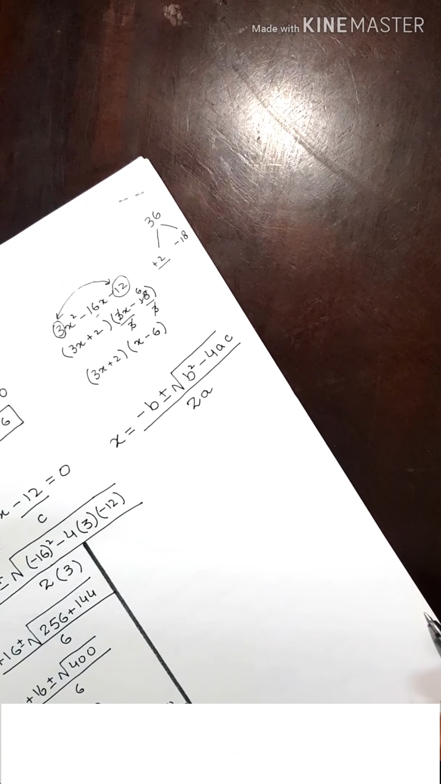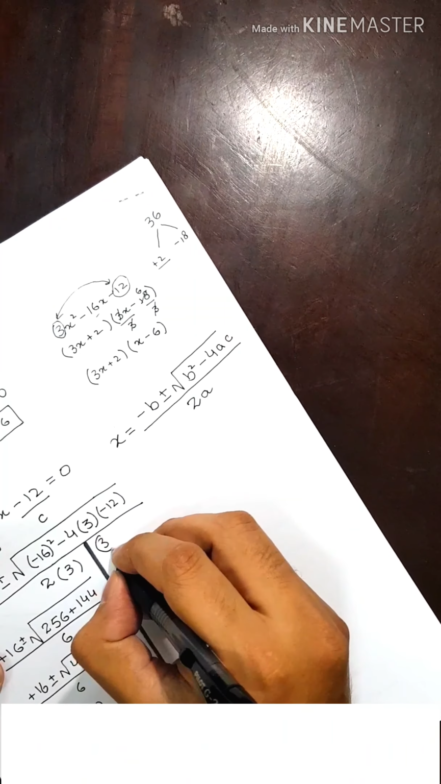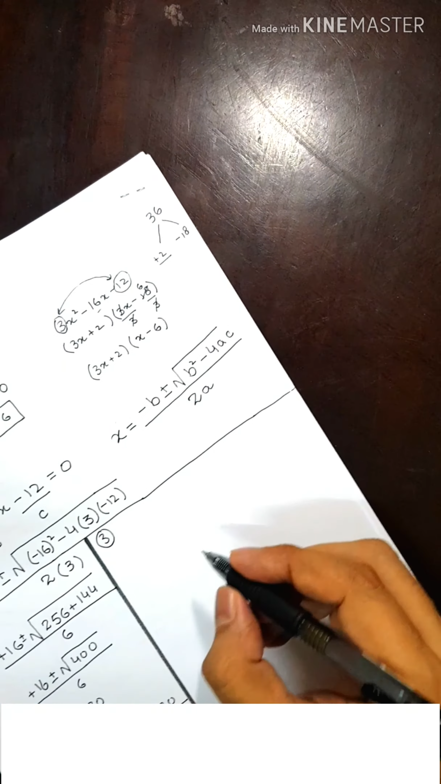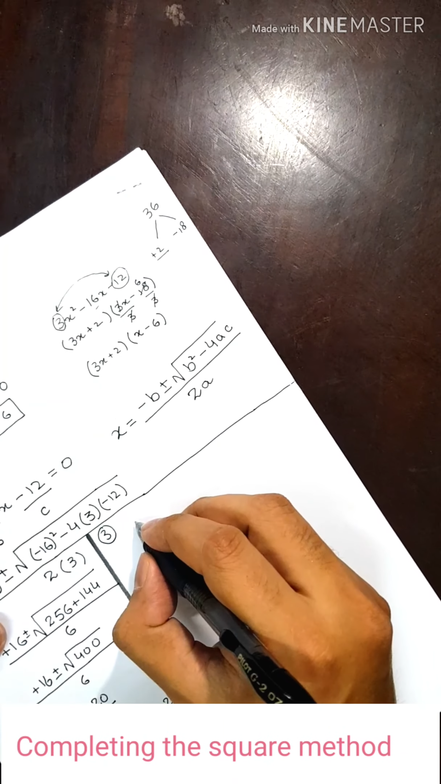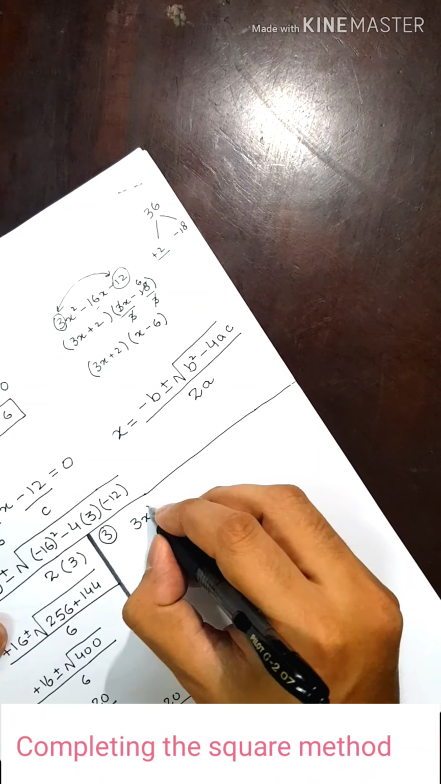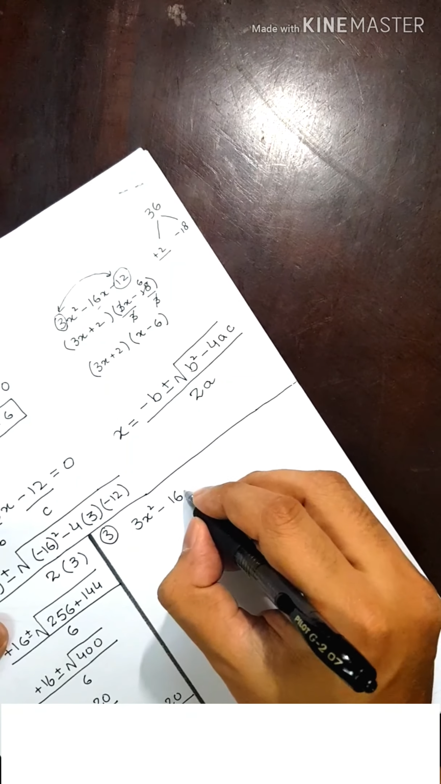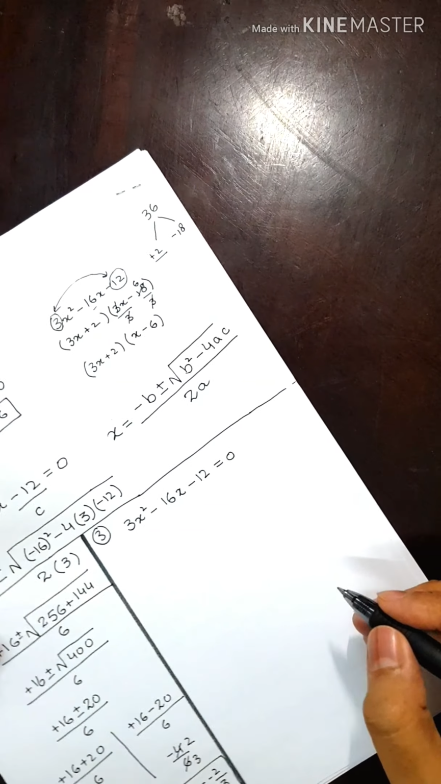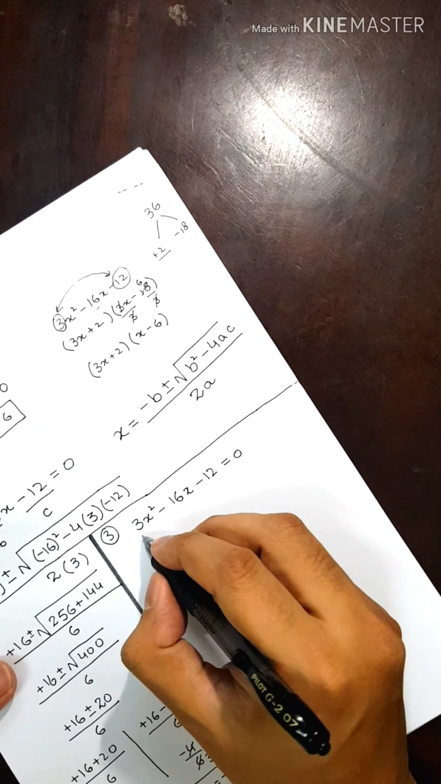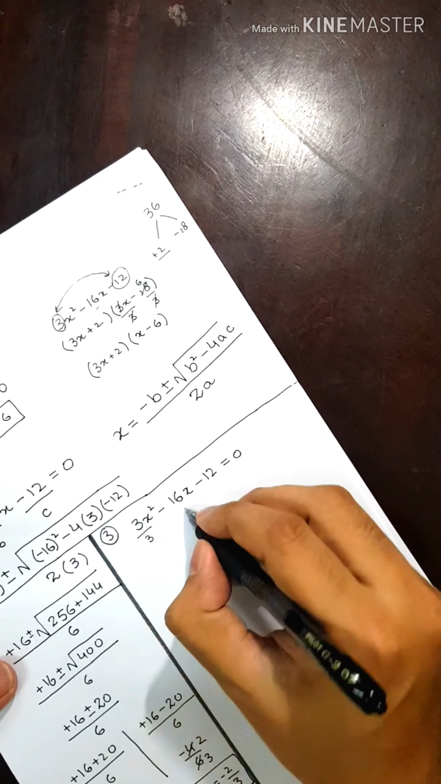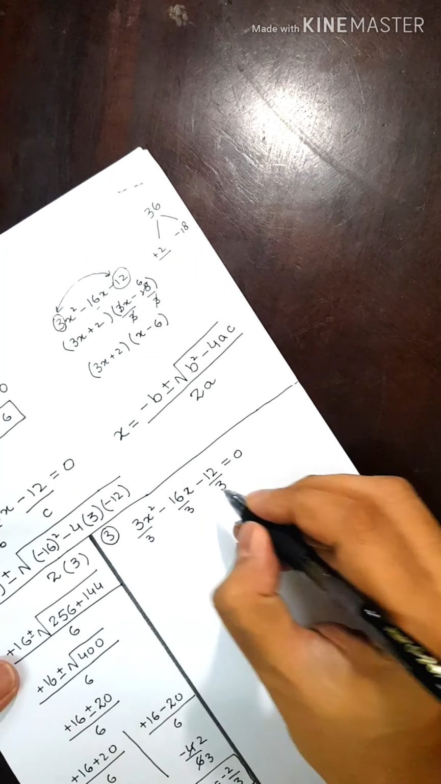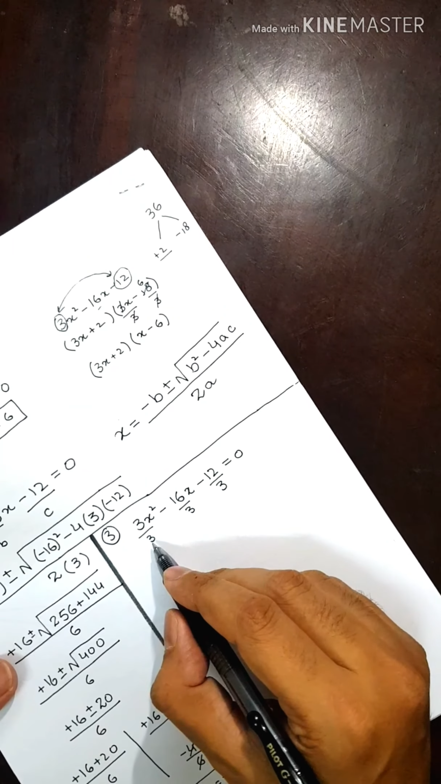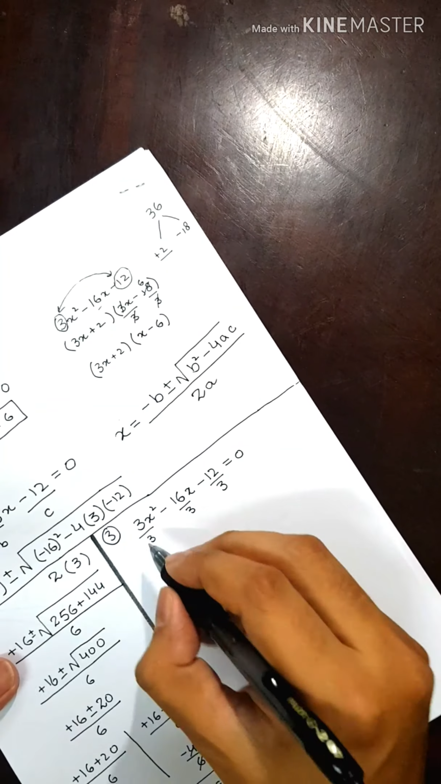So dear student, the first thing is what? You have to remove this coefficient of x square. So what we will do here, the equation is 3x square minus 16x minus 12 is equal to 0. So first of all, divide by the coefficient of x square. Here we will divide by 3, because obviously when you divide, you have to do the same thing with all terms of the equation.